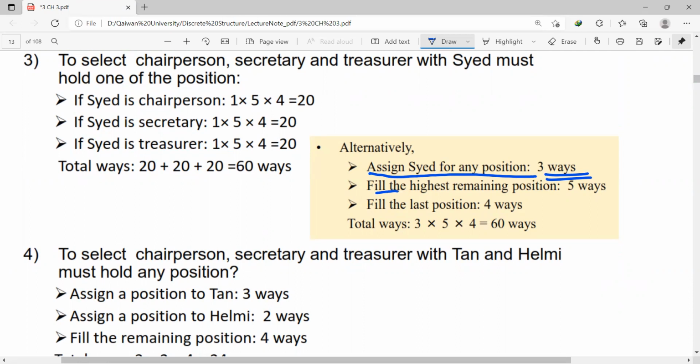Then fill the highest remaining position. We have 5 ways. For example, if Said becomes the chairperson, for the secretary, how many ways do we have? Because here we have 5 people, we choose one of them, because Said took one of the positions.